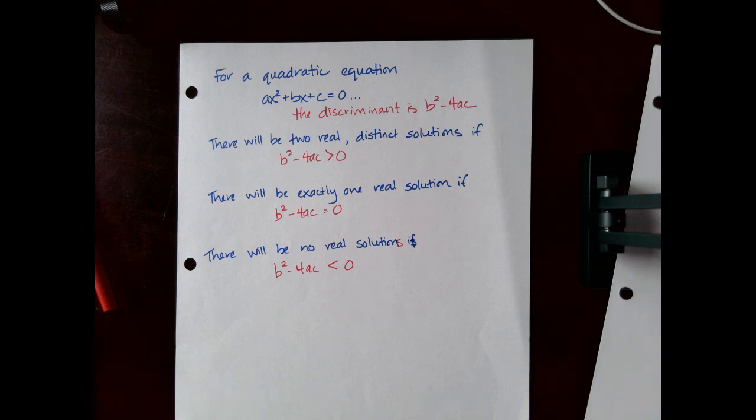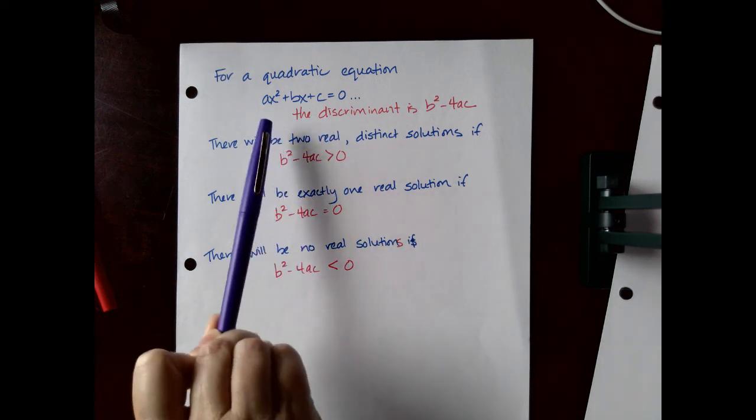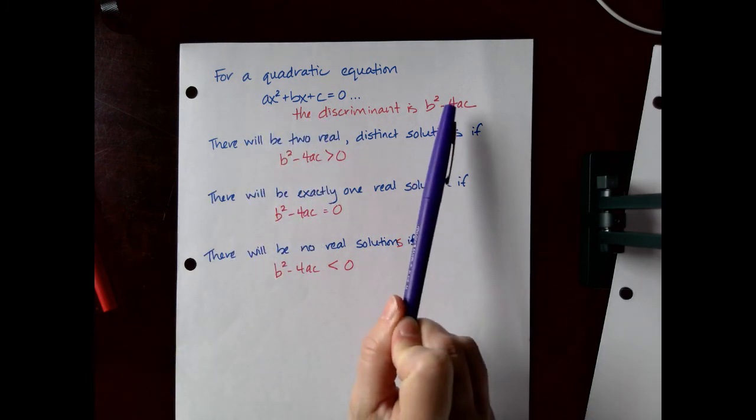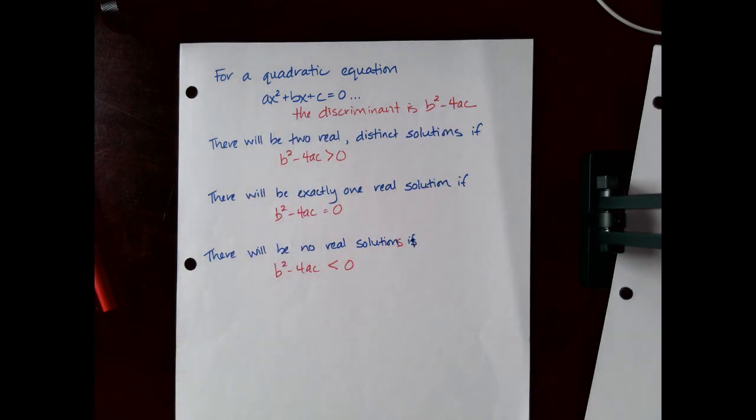Hi math group. We're going to extend the discussion on discriminants in this video. In the last video, we had established that for a quadratic equation in the expanded form set equal to 0, the discriminant is the part of the quadratic formula that is underneath the radical. And if the discriminant has certain styles of values, that will relate to how many solutions we get.